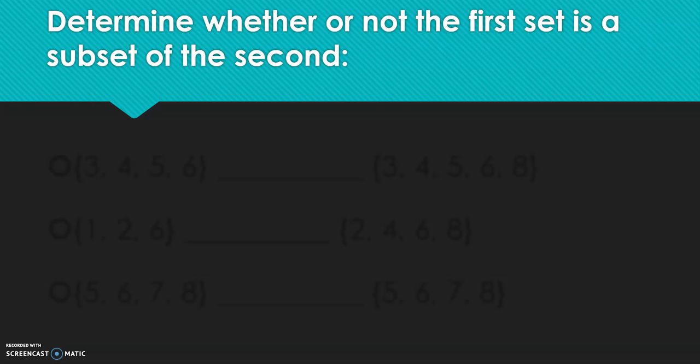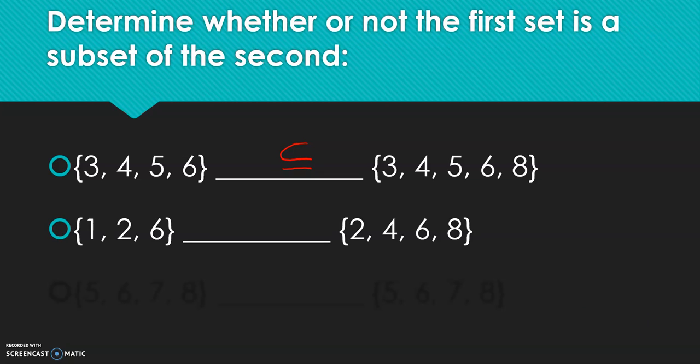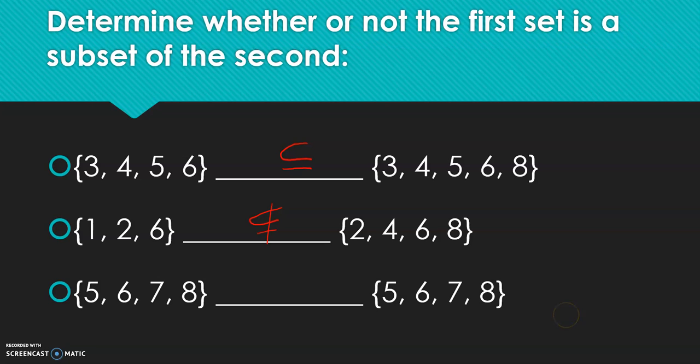Determine whether or not the first set is a subset of the second. {3, 4, 5, 6} and {3, 4, 5, 6, 8}. It is a subset. {1, 2, 6} and {2, 4, 6, 8}. The second set does not contain 1. It is not a subset. {5, 6, 7, 8} and {5, 6, 7, 8}. It is a subset.